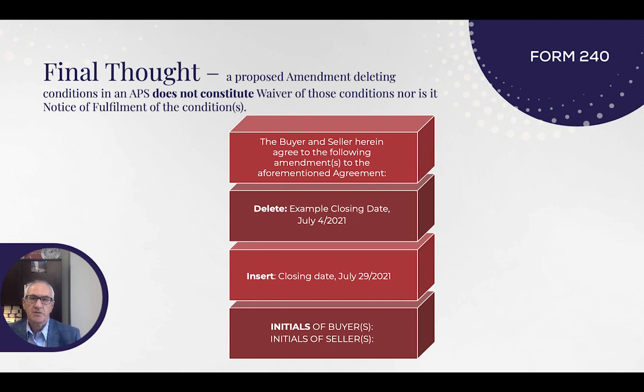The amendment to the agreement of purchase and sale, as I said, and I'll show you the example here, a buyer wants to delete, for example, closing date July the 4th, 2021, and insert a new closing date July 29th, 2021. They will initial it, they'll sign it, but if it is not accepted by the seller in this case, it stays to the original agreement. So, having said that, that's basically the differences between these forms and why you would use them.